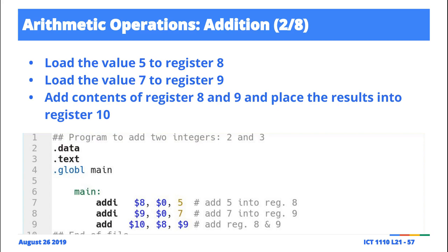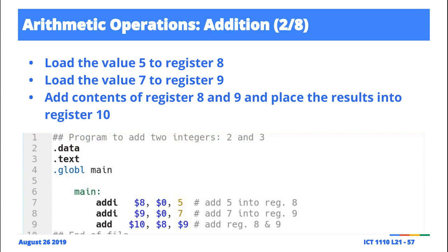So you load 5 into a register. You get to choose which register. The registers in the safe range are the best to use. So T0 up to, is it T8 or something, I think, or registers 8 to 15, right? And there's also, is it 24 and 25 or something? I don't know.